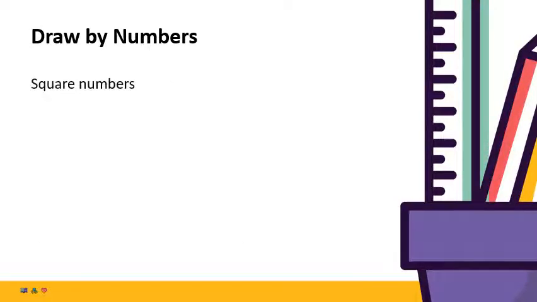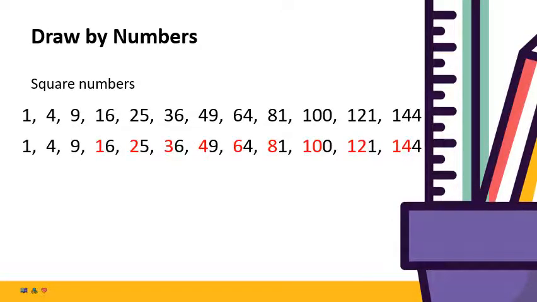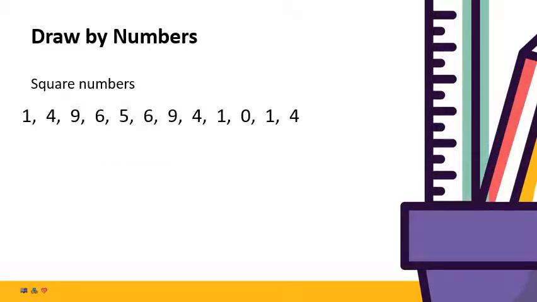So for my draw by numbers, I'm going to work with square numbers. So I've literally just written down the list of square numbers from the very first one, which is 1. Then we get 4, 9, 16, etc, etc. But what I don't want to include are the numbers that are in the tens and the hundreds column. We only want to use the numbers that are in the ones column to generate our sequence. So that leaves me with 1, 4, 9, 6, 5, 6, 9, 4, 1, 0, 1, 4, etc, etc.